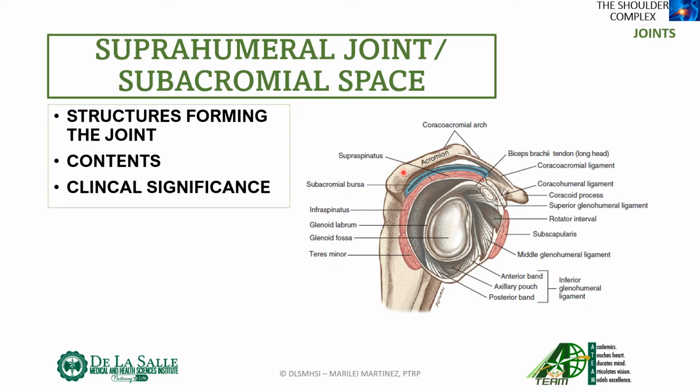As to the contents, it contains four structures. First, we have your subacromial bursa. This is your subacromial bursa located below the acromion. We have the tendon of the supraspinatus muscle, the tendon of the long head of biceps, and part of the superior capsule.